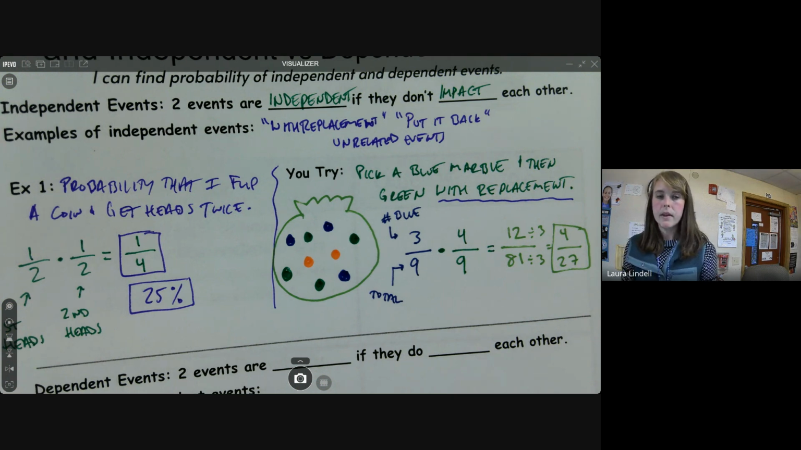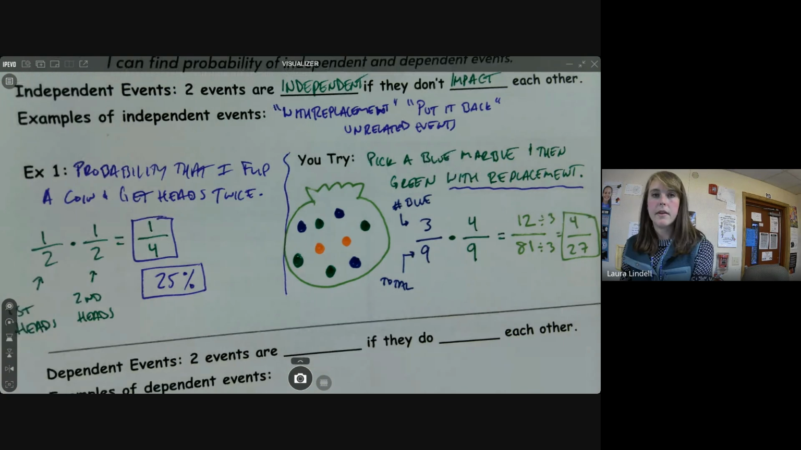Anyway, that's what we're looking to do. That's independent events. You just multiply the 2 probabilities. And then, of course, reduce your fractions.